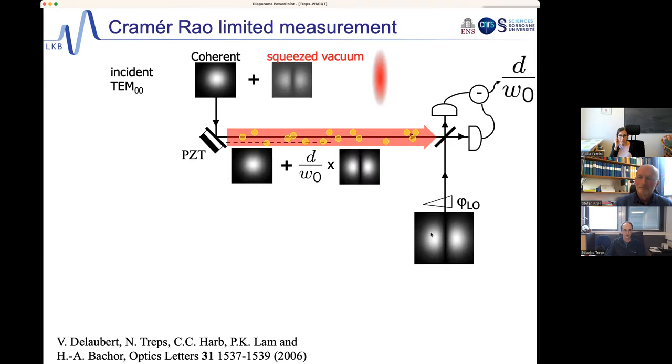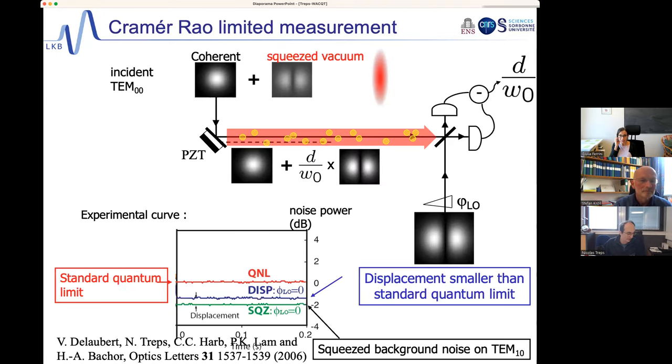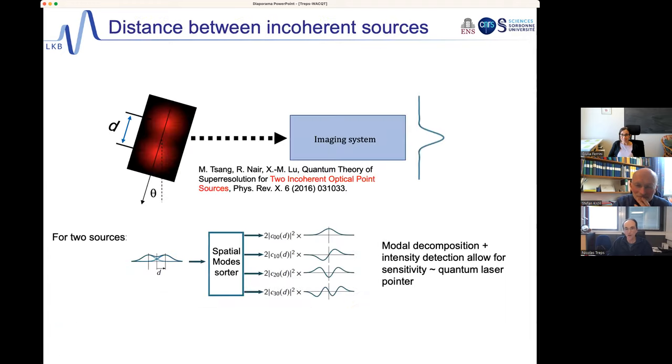Okay, and then I just show that this is what we have done, and I will stop here because I think I'm already slightly over my time. So this is what we have done experimentally. We squeeze this beam, and we have shown that you could improve the displacement measurement with squeezed light.